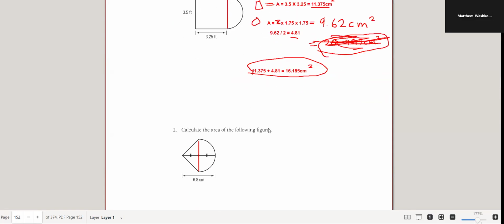All right, question 2, do the same thing, but remember, it is a half of a circle. It's a triangle plus half of a circle. All right, go.